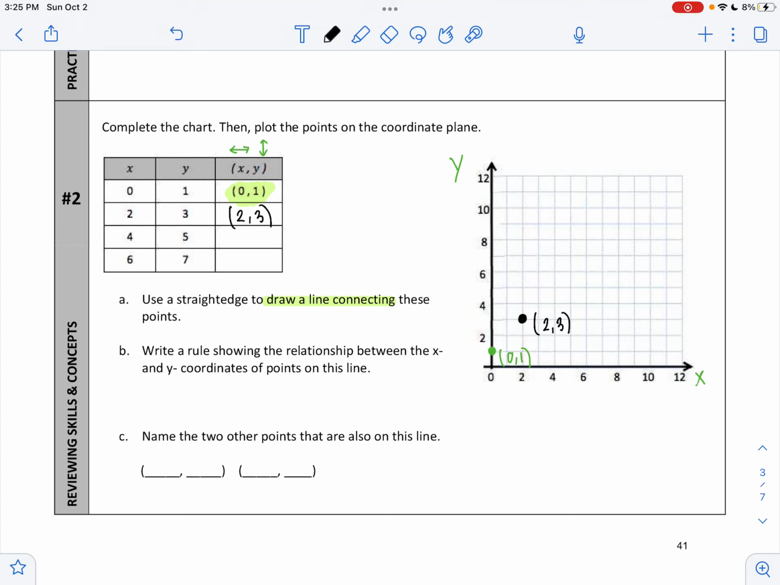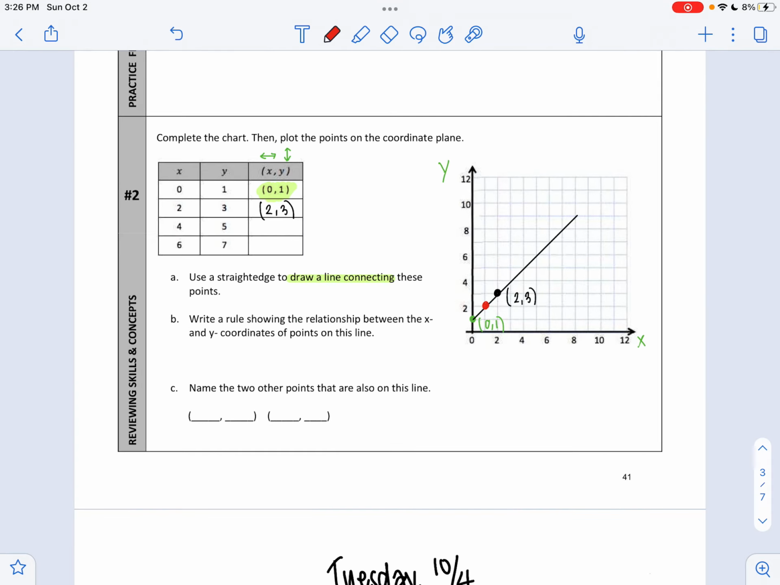Your final instructions tell you to name 2 other points that are also on the line. Once you've drawn a line connecting the points, which should look like this, you can see other dots that would fall along the line. And you'll want to tell me the x and y value of those dots, or to use more precise language, those coordinate points. That's how you'll finish question 2.